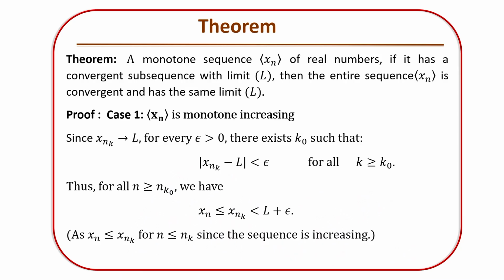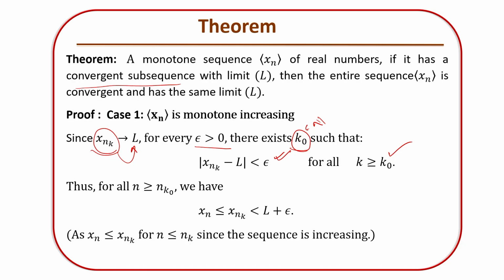Since it is given that the sequence has a convergent subsequence, let x_{n_k} be a subsequence that converges to a limit point L. So for every epsilon greater than 0, there exists a natural number k0, depending on epsilon itself, such that |x_{n_k} - L| < epsilon for all k greater than or equal to k0. We have already done this.